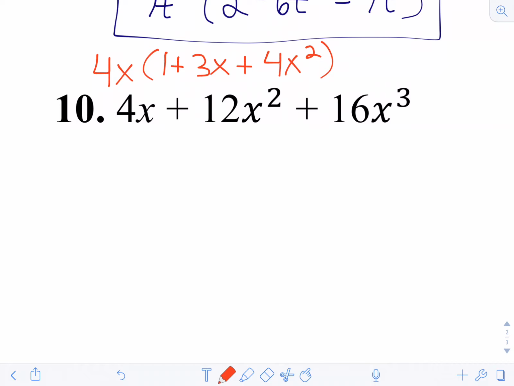If not, here's how we do this. 4 is 2 and 2, and you have 1 x. 12, I can do that 3 and 4, which 4 is 2 and 2, and we have 2 x's. 16, we can do 4 and 4, which is 2 and 2, and we have 3 x's.